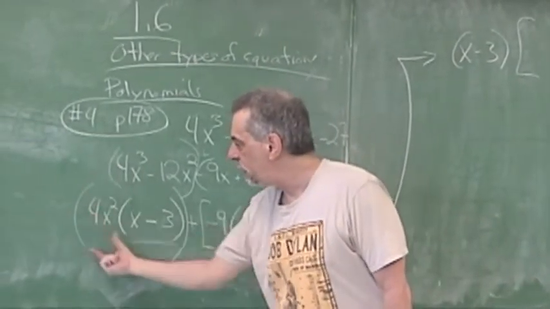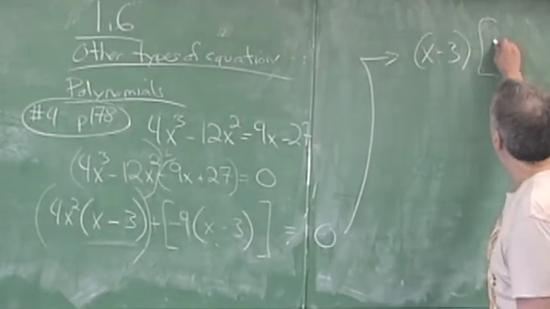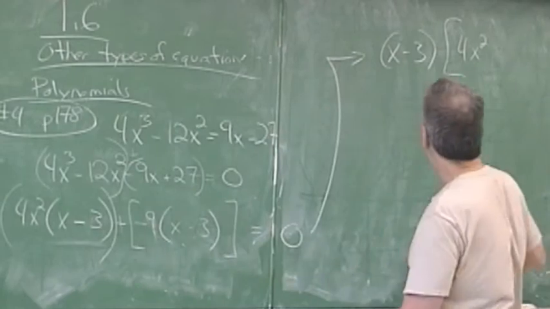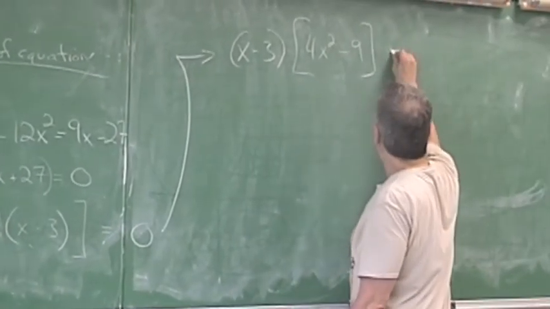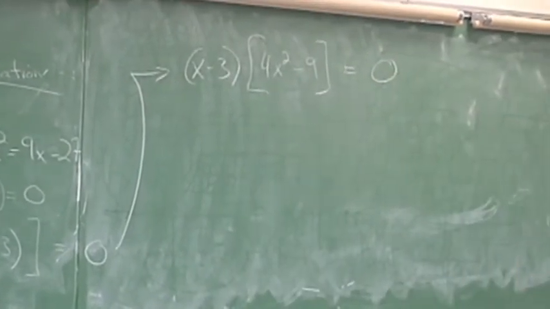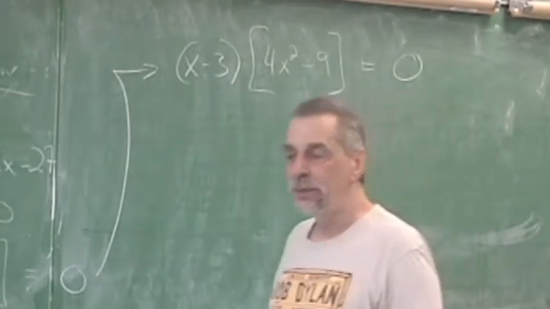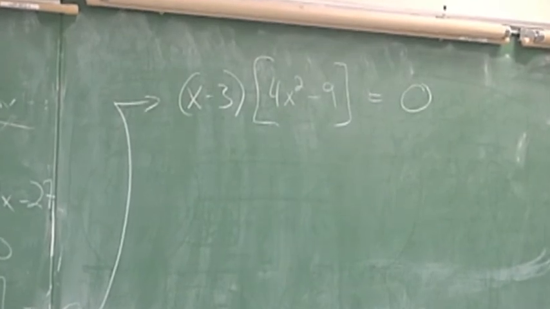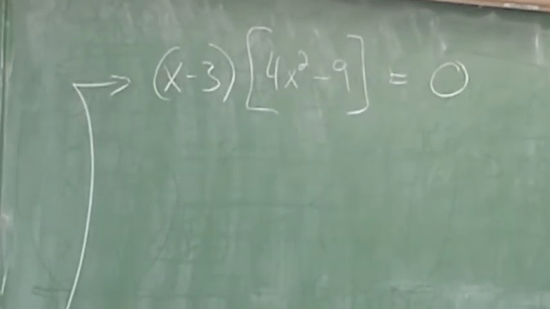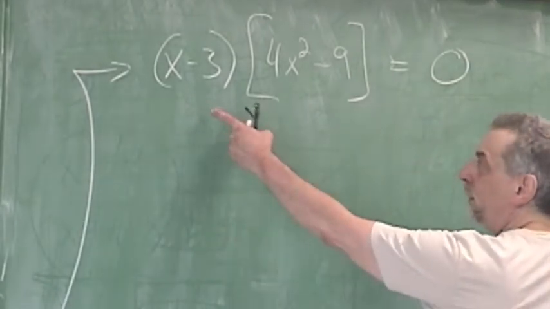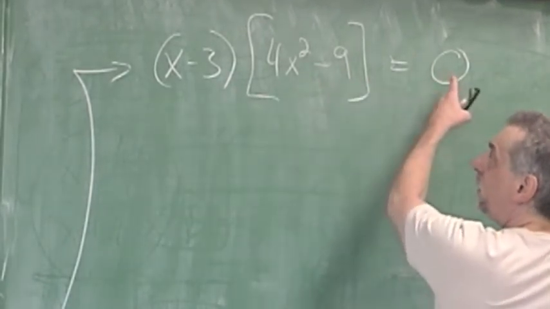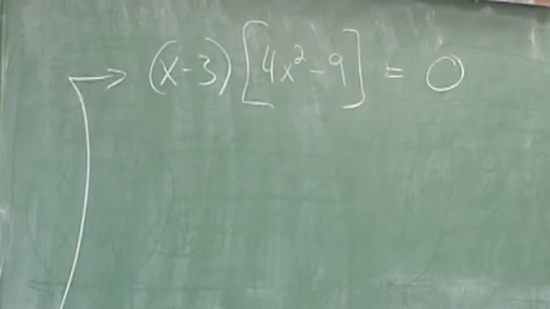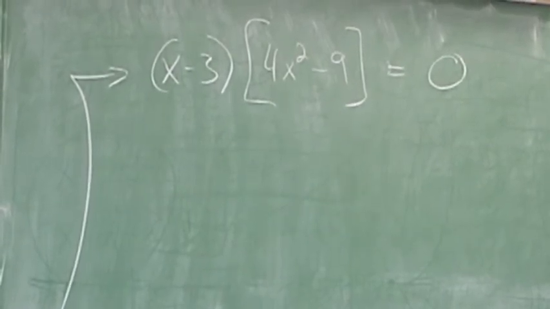I take it out of this product, I'm left with 4x squared. I take it out of this product, I'm left with minus 9. And I still got the 0 over here. Now we want to factor completely. Actually you could solve it from here, but it's better if you factor everything completely. Because now we have the 0 factor property, right? One factor times the second factor equals 0. So now we're right back to the 0 factor property. We can solve each one of those factors and come up with our answers.